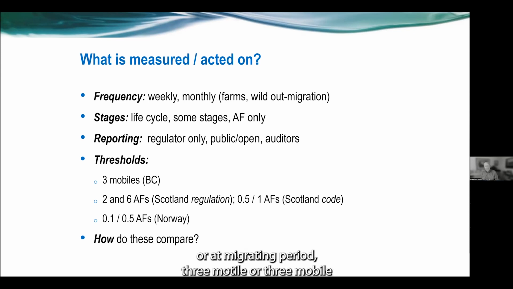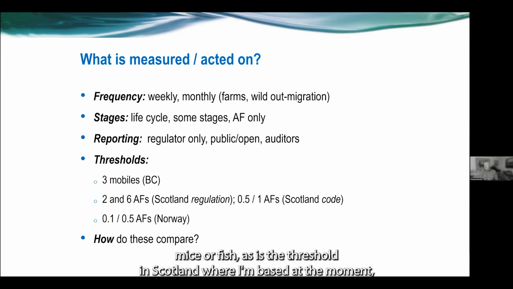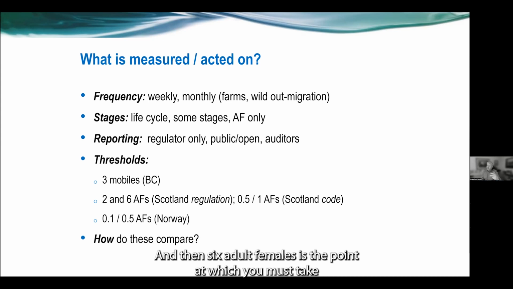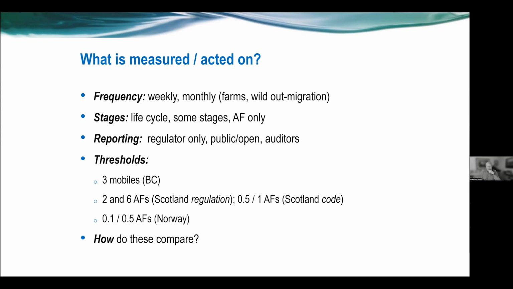As you may well know, in the case of British Columbia, during the sensitive or out-migrating period, it's 3 motile or 3 mobile lice per fish as the threshold. In Scotland, where I'm based at the moment, the regulations are 2 adult female sea lice, at which point you must actually count more frequently, but you don't have to take any intervention. And then 6 adult females is the point at which you must take some sort of intervention.